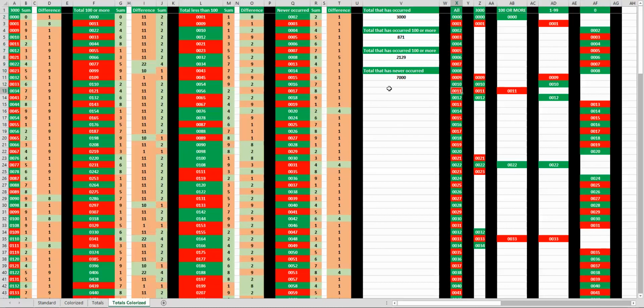But out of 10,000 combinations, you're only getting 3,000. You've got 7,000 that have never happened. So why is it just 3,000? Why is it two completely different methods of choosing random producing the same results?